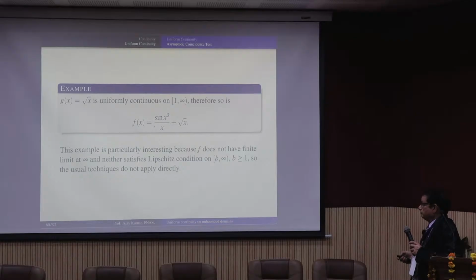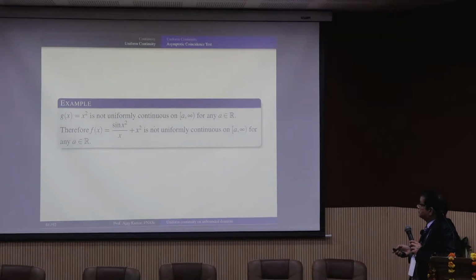This example is particularly interesting because f does not have a finite limit at infinity, and neither does it satisfy the Lipschitz condition. Those simpler conditions are not satisfied, but still we can conclude that this is a uniformly continuous function.